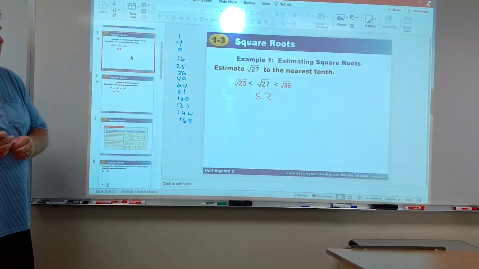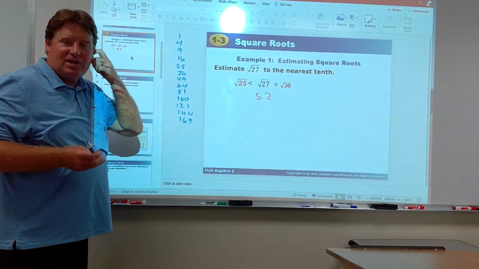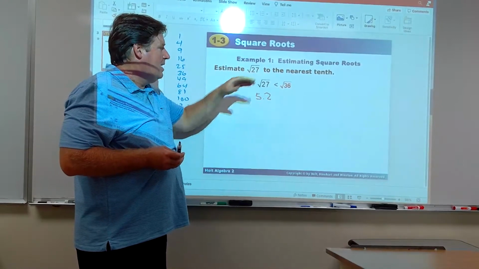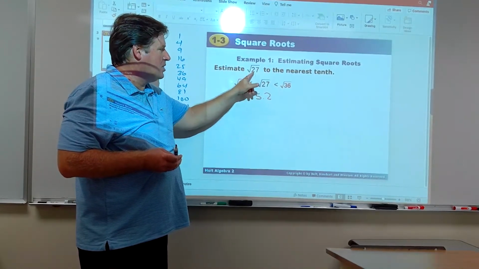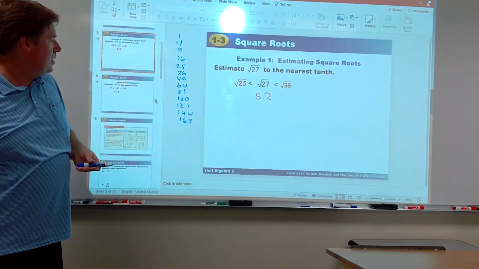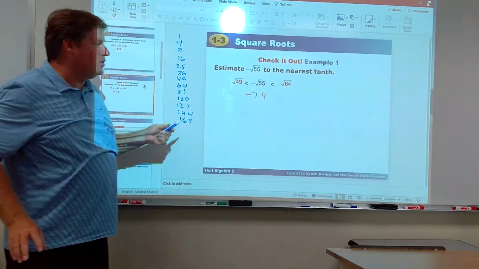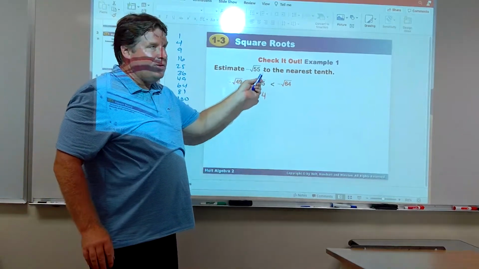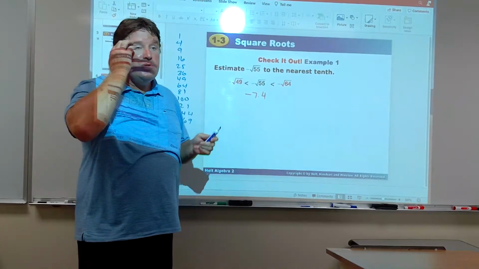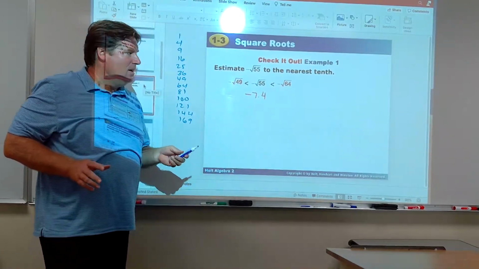All right, so you can kind of estimate those if you want to, but if it's not a perfect square, I just go right to the calculator. If it says estimate to the nearest tenth, I would just type it in the calculator. It's about 5.2. Now again, if it's a negative, just make sure, type in square root of 55, and make sure the negative's there. It's about negative 7.4. So just use the calculator if it asks you to estimate to the nearest tenth.